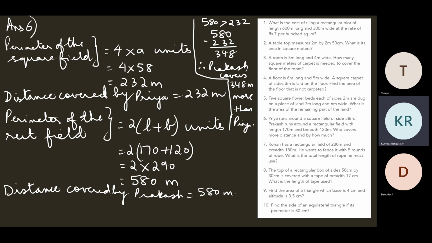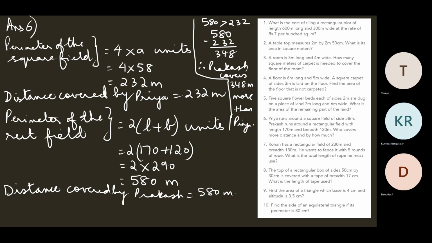The 10th one. Find the side of an equilateral triangle if its perimeter is 30 centimeters. This can be answered orally. Ma'am, I think 10 centimeters. 10 centimeters, correct. Because it's an equilateral triangle, that means all the 3 sides are equal. And what is the total length of the 3 sides? 30 centimeters, because the perimeter is 30. So what will be the length of each side? 30 by 3. Why 3? Because a triangle has 3 sides. Since all the 3 sides are equal, 30 by 3, which is 10 centimeters.